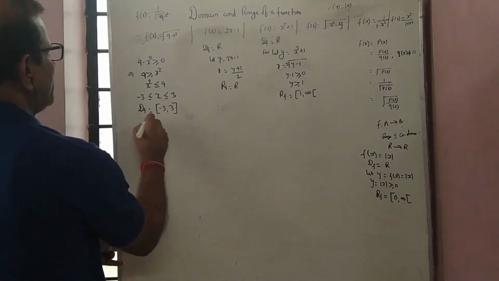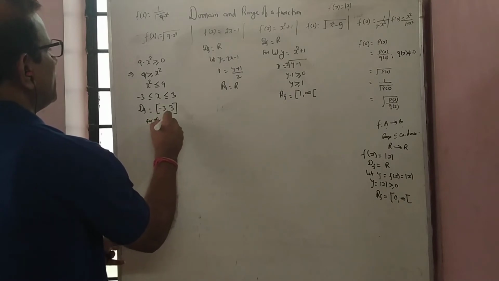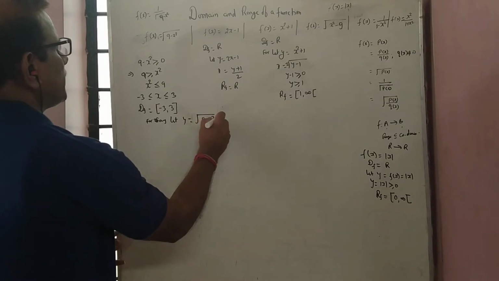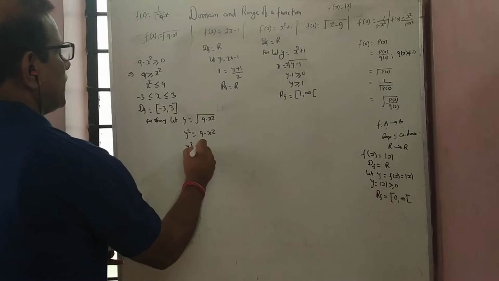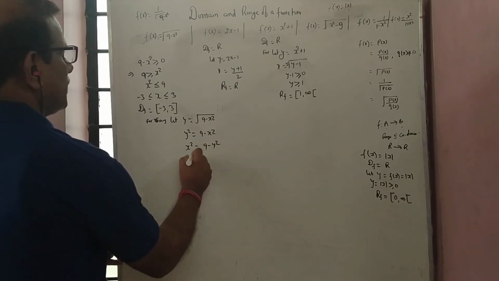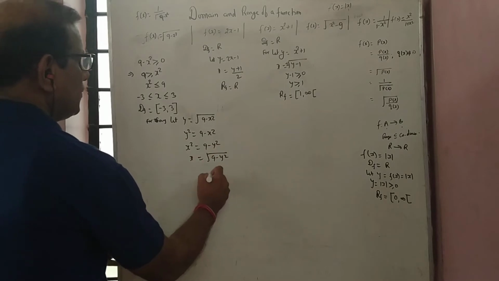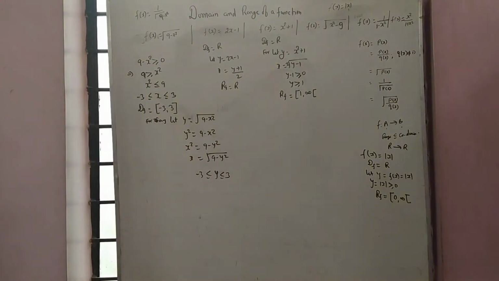You want to find the range. For the range, what will you do? Let y be the root of 9 minus x square. So y square is 9 minus x square. X square is 9 minus y square. X is the root of 9 minus y square. So similarly y lies between minus 3 and 3 as you have shown here.